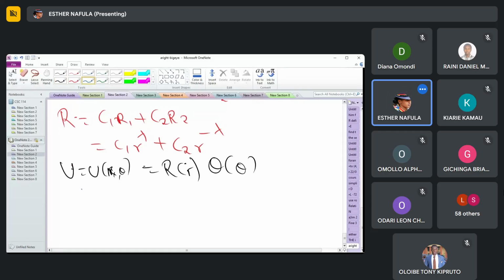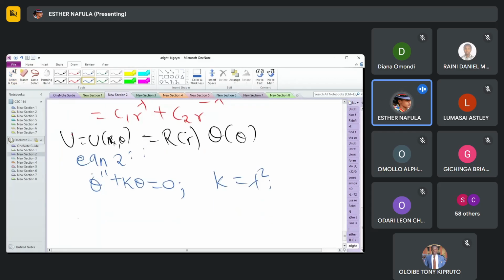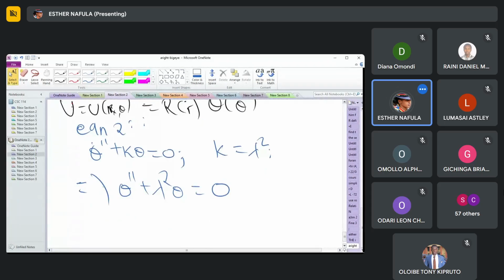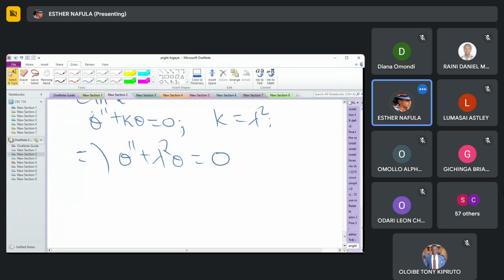Equation 2 is theta double prime plus k theta equals 0. K equals lambda squared would imply that this is equal to theta double prime plus lambda squared theta equals 0. If you solve this, what do you get?